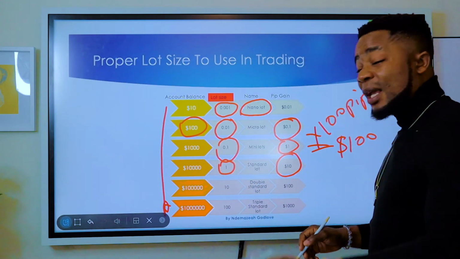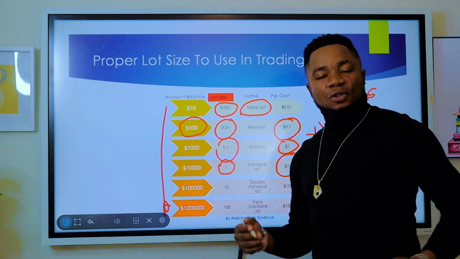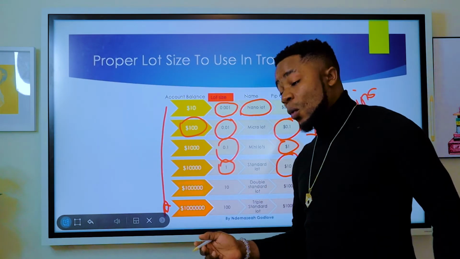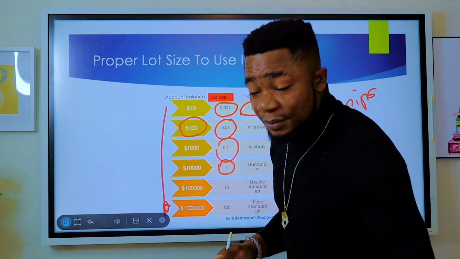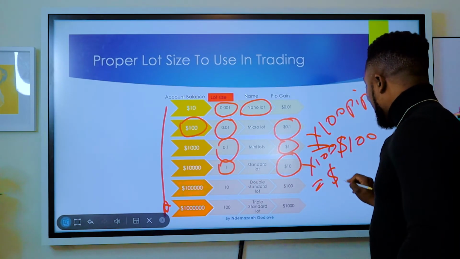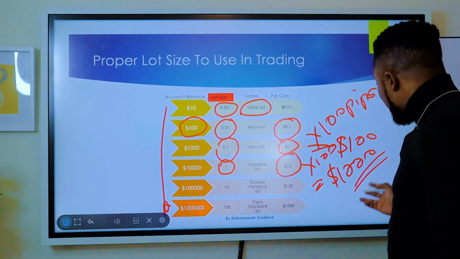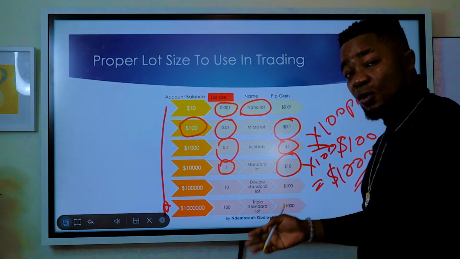So if in a day I make 100 pips, which is possible, some days I used to make 500 pips, like when I'm trading gold. If in a day I make 100 pips profit, it means I'll be multiplying this by 100. I mean, within that day, I made $1,000 profit. You see, so within that day alone, I made $1,000 profit.